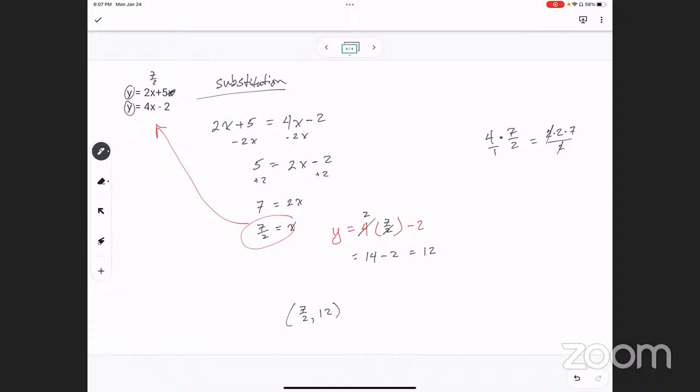Let's just check it to be careful, to be sure. I'll do this in green. So y equals 2x plus 5. If I plug in 7 halves here, like I did for the red one, what's going to happen with these 2s here? They're going to cancel out. Yeah, and you're going to get what? 7. 7 plus 5, which is what? 12. You got it. Hey, it worked. It's the same point. Yeah. Okay.